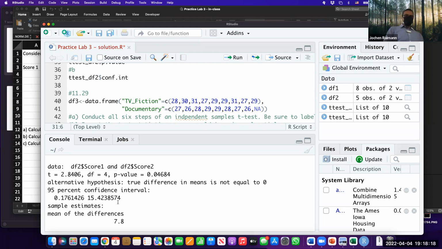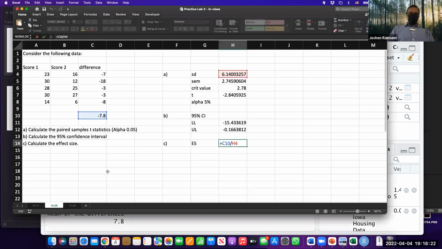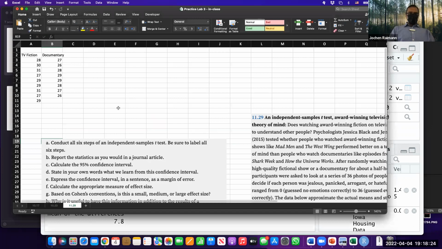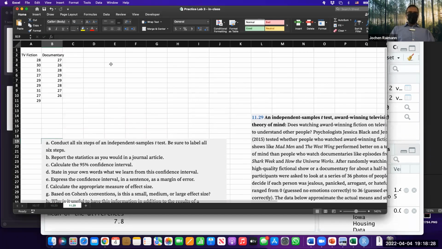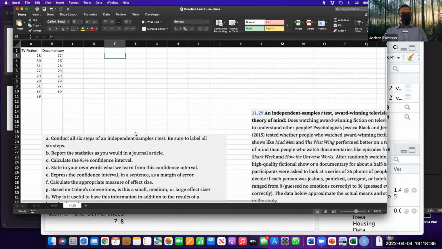Okay, so these are exactly the same numbers as we found with Excel. And now it's getting a little bit more complicated. Now we're going to do an independent sample t-test. So we do all the 6 steps. Please do those 6 steps. For the sake of time, we're not going to do the six steps, but we're calculating now a t-test in Excel.